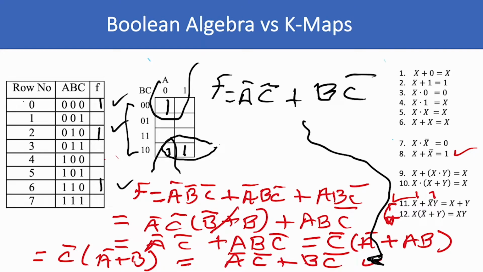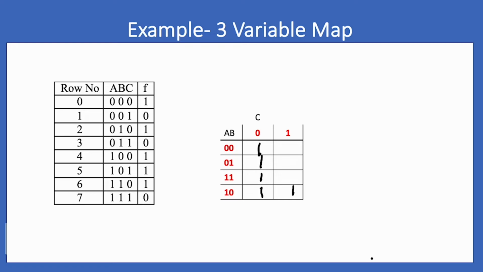So that was just a demonstration. You can practice this for yourself and do the same thing. Minimize using Boolean algebra with all the min-term representations for the ones, and then use the Karnaugh map, and you'll see just how much easier it is, as we demonstrated. Okay, here's a 3-variable map. Let's do a minimization here.